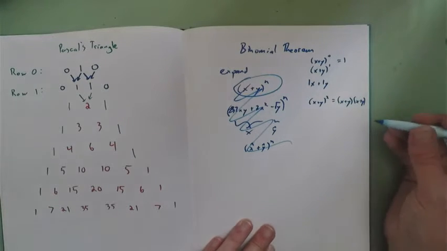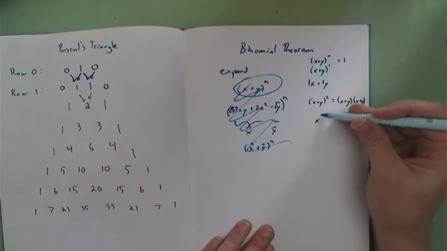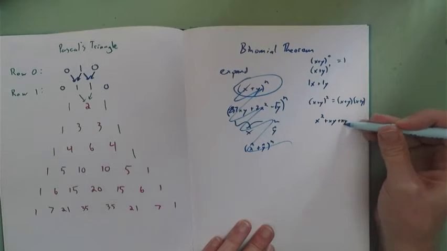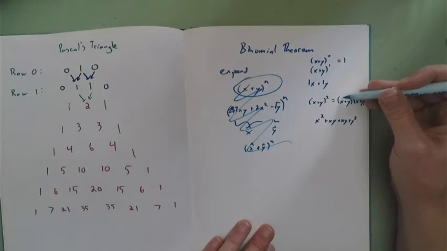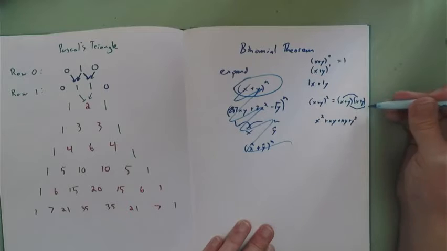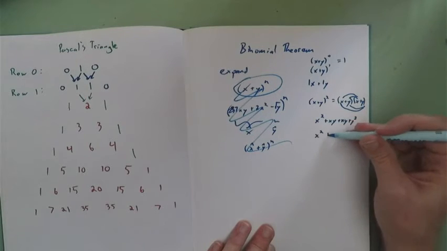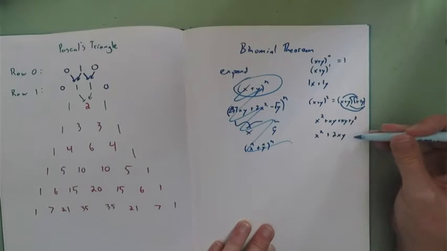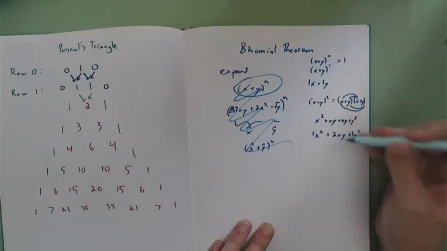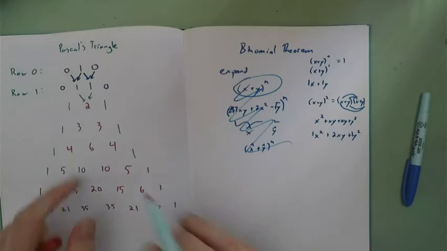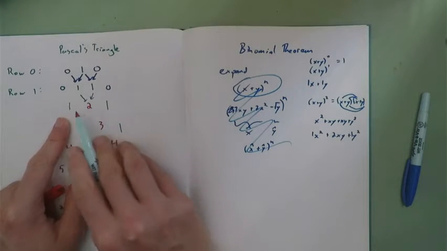It would just take a little bit more time. But what I'm going to get here is x squared plus xy plus xy plus y squared. Right? There's the x squared, there's the y squared, there's the xy, and there's the other xy. This is x squared plus 2xy plus y squared. Or really, 1x squared, 2xy, and 1y squared. And that's what we get in row 2.